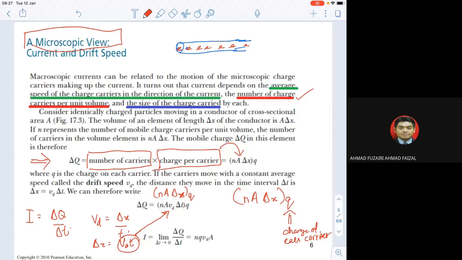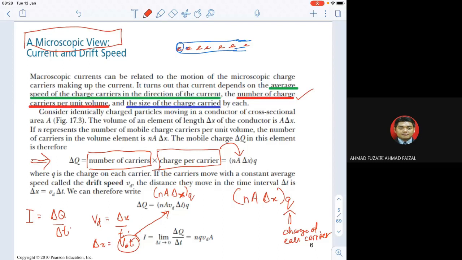If the question asks you what is the speed of the charge, then you can find it using this equation. The drift speed is the distance they move in the time interval delta t. Then we can write down delta Q as equivalent to n, where A is the area and n is the number of carriers per volume, times delta x and times q, where delta x we define using drift speed times t.